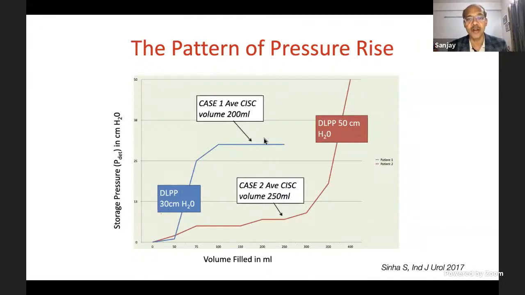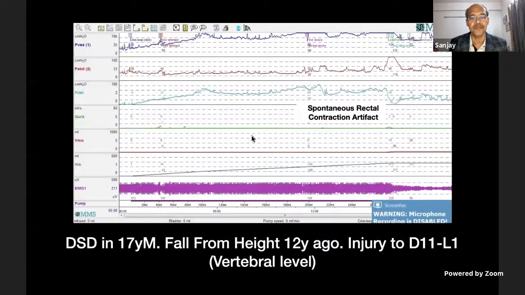So just the detrusor leak point pressure is not important. You need to add information with regard to what's the average CIC volume and the pressure in the bladder at that volume. And what this tells you is you can't manage a patient with neurogenic bladder without a CIC diary. So you must have a CIC diary in all these patients.